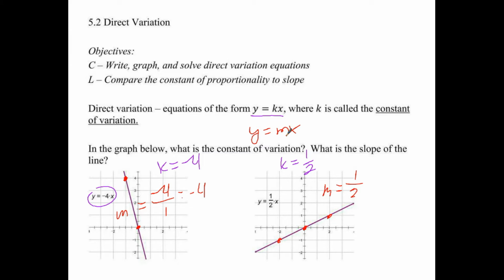All right? But in this section, we're going to be using the letter k. I'm actually just giving you a little bit of advanced knowledge. In the next section, we'll be dealing with y equals mx. In this section, we're saying y equals kx. Okay? All right. So let's continue.